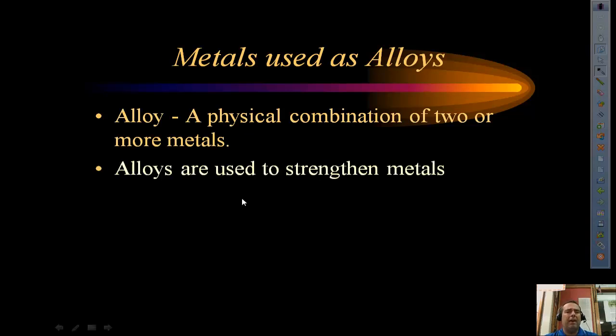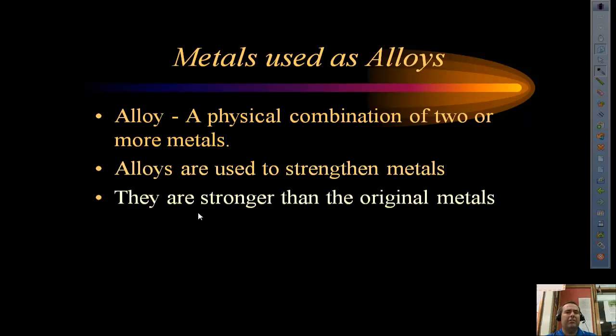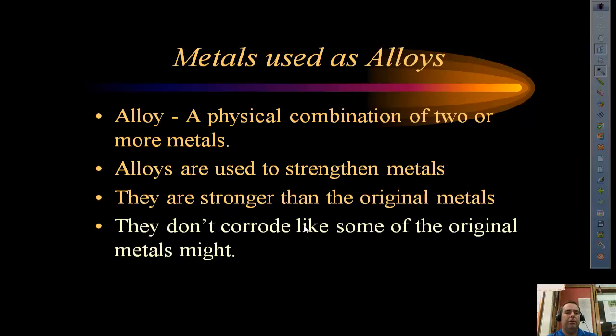And the reason why we use alloys is they're used to strengthen metals. The thing is, bronze is a lot stronger than the original copper and the tin itself. Stainless steel, again, it's going to be stronger than chromium or nickel. And as it says here, they are stronger than their original metals. They don't corrode, so they're not really going to rust like some of the original metals might.